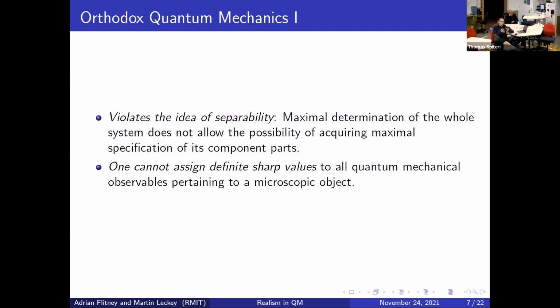The other thing we can say, again this is the orthodox view, is that we cannot assign definitive sharp values to all quantum mechanical observables. Next slide.